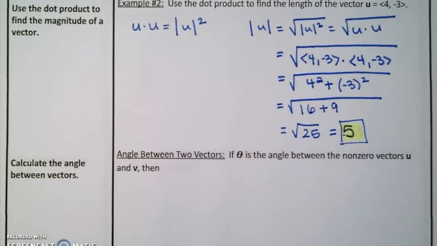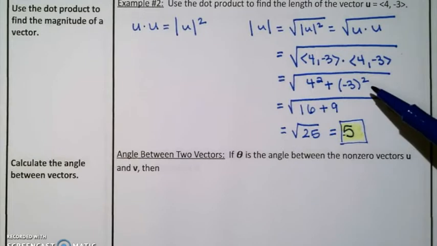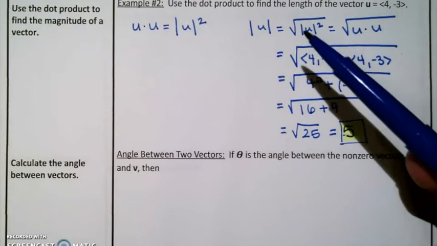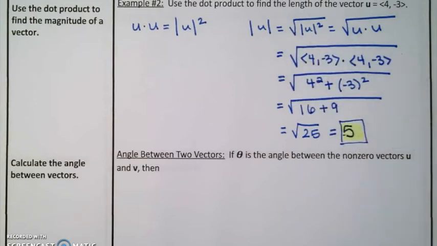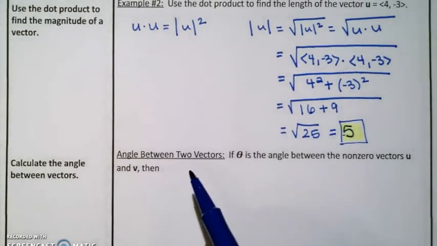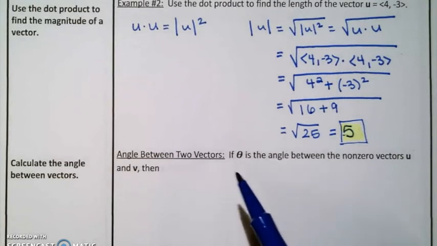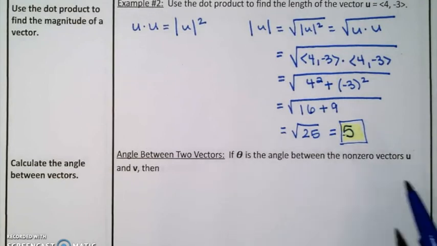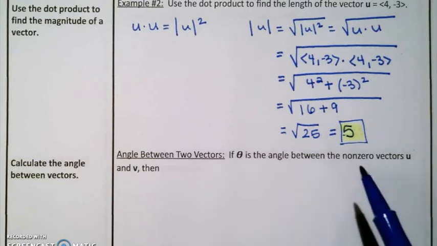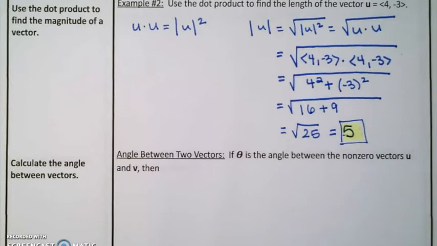All right, if you notice, this equation here is very similar to the equation that we used for the magnitude in the previous section. All right, so let's look at if there's an angle between two vectors. So if theta is the angle between the non-zero vectors u and v, non-zero meaning that there is an x and/or y component. It's not the vector 0, 0. So we have non-zero vectors u and v.